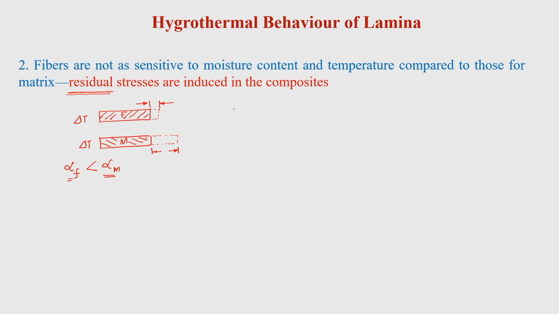Now, consider this fiber and the matrix perfectly bonded, which is the case in a lamina. Now, these are perfectly bonded, okay, and they experience the same delta T. Now, what will happen, because they are perfectly bonded, therefore, they will have the same expansion, which is actually less than that of the free expansion of the matrix, but more than that of the free expansion of the fiber. So, this is the expansion. So, free expansion of the fiber is this much, free expansion of the matrix is this much.